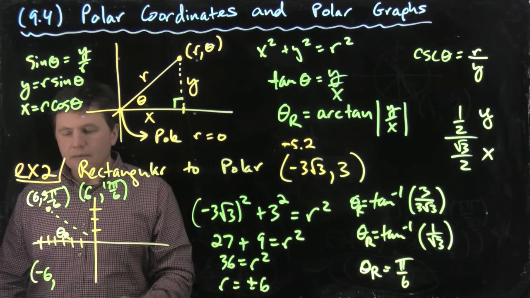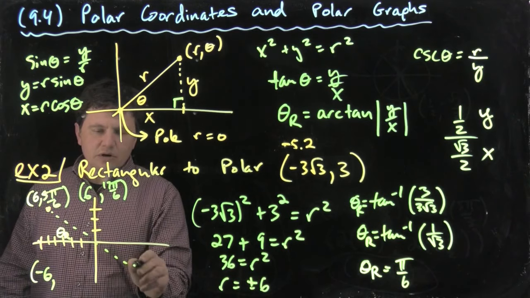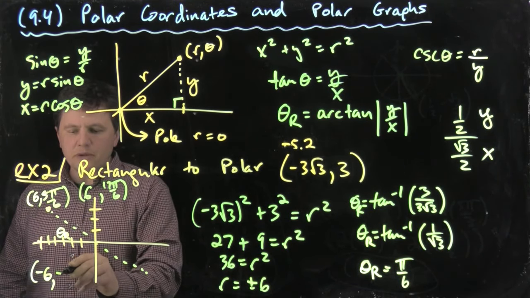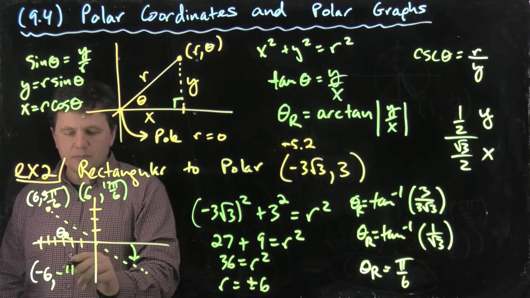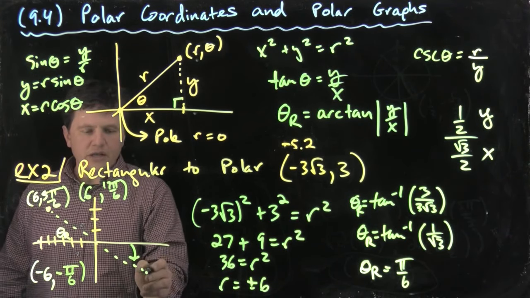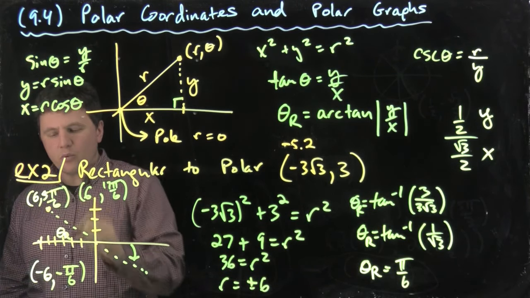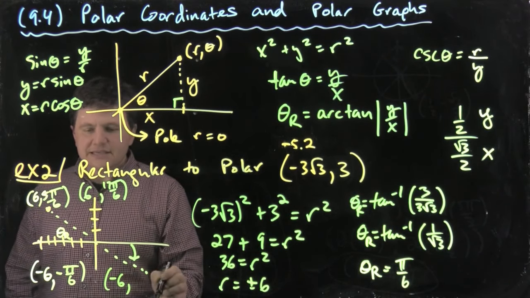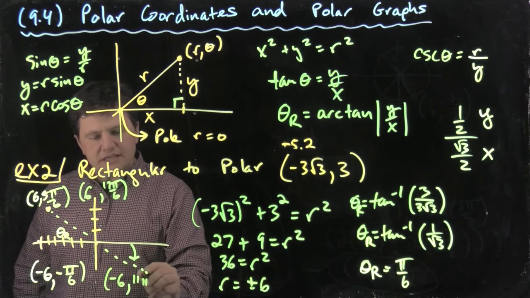So for negative 6, we're going to be using this one. Now let's use a negative theta as well. We could do that using the negative reference angle, negative pi over 6. That would give us that point, because negative pi over 6 is over here, and then negative 6 would push it to that point. Or we could do negative 6 and that would be 11 pi over 6.